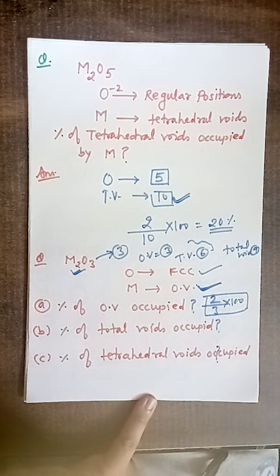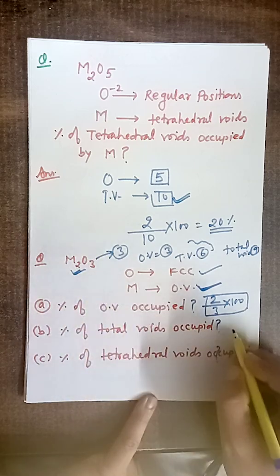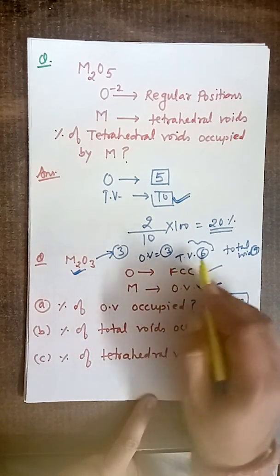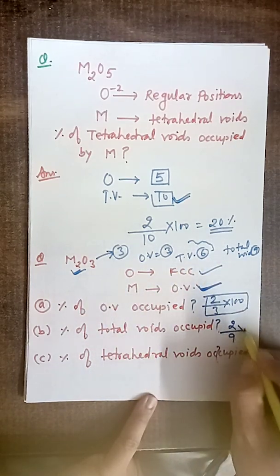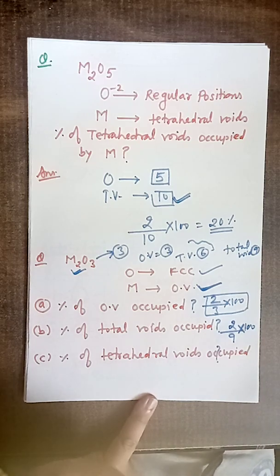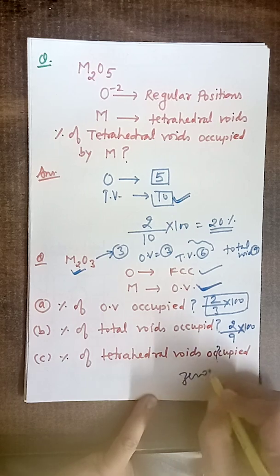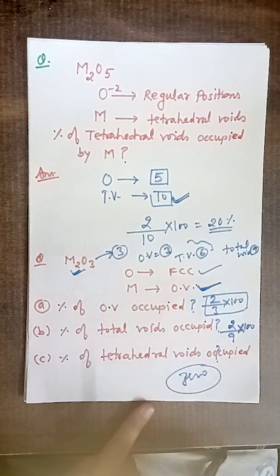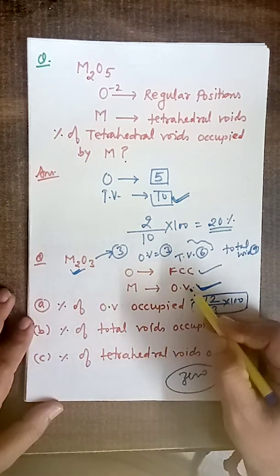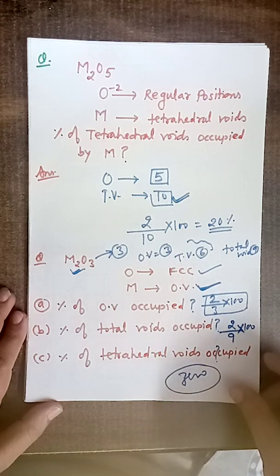66.66% occupied by metal. Percentage of total voids: once again the formula says the number of metal is 2, total voids are 9, 3 for octahedral and 6 for tetrahedral. This is the percentage of total voids occupied by metal. And the percentage of tetrahedral void occupied by metal, here the answer is 0. So use chemistry here, don't use mathematics. As per the question, metal occupies octahedral void, metal doesn't occupy any tetrahedral void in this question.